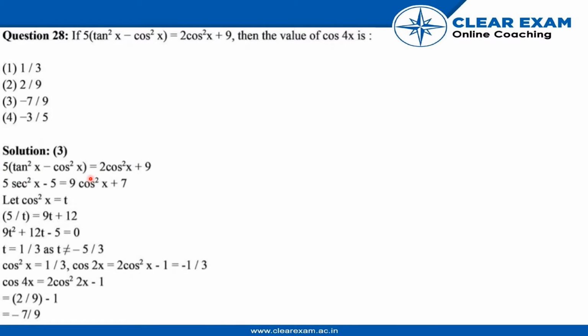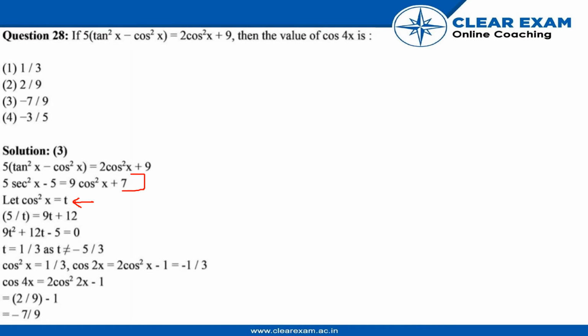If you remember, we had a property that tan square x minus sec square x is equal to 1, right? No, the property was sec square x minus tan square x equal to 1. So when we replace tan square x by sec square x minus 1 in this equation and rearrange the whole equation, it results in this. Okay, now we assume cos square x to be t.